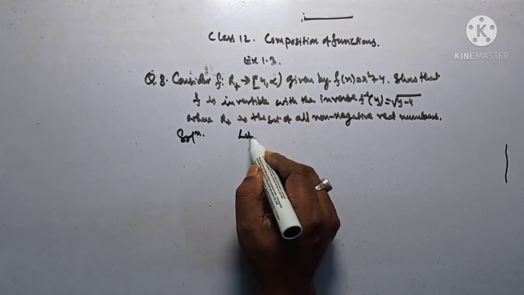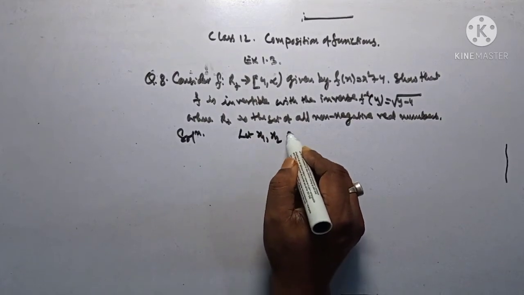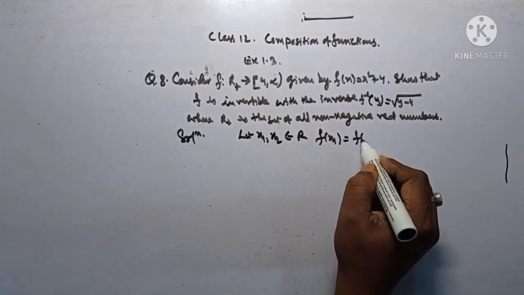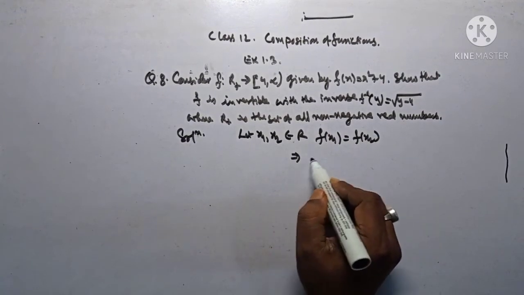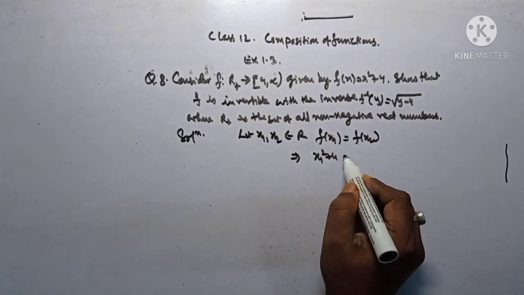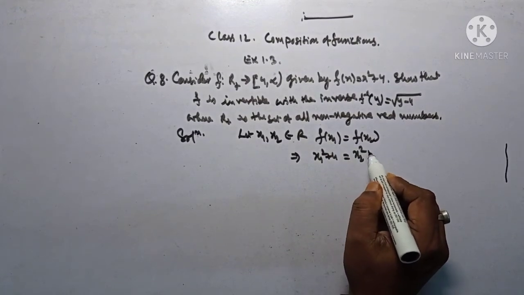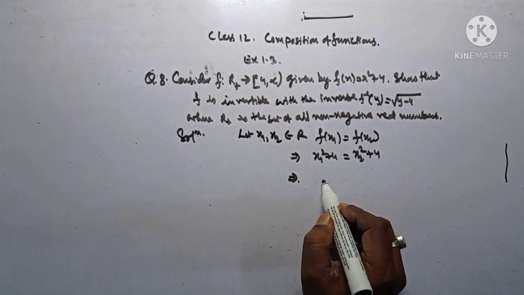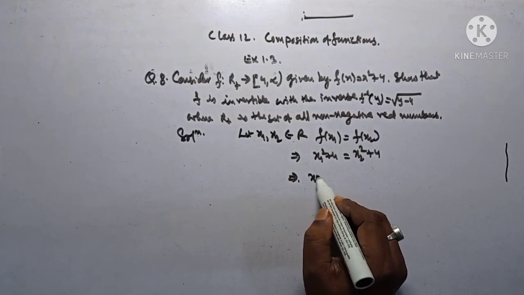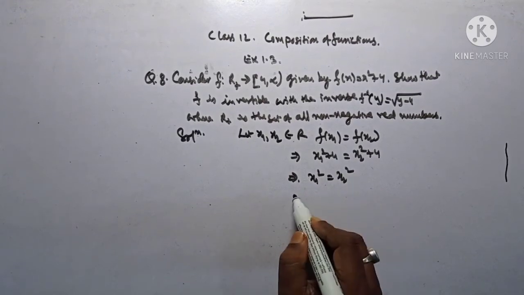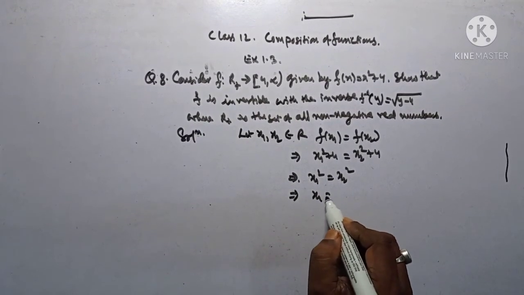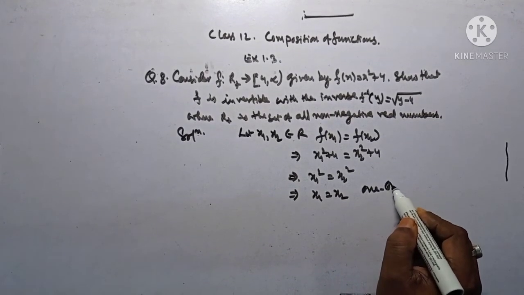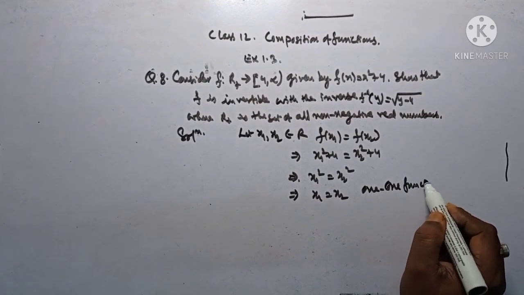So let x1 and x2 belong to R, therefore f(x1) is equal to f(x2). So x1 square plus 4 is equal to x2 square plus 4. Here you see that x1 square is equal to x2 square, so you can say that x1 is equal to x2. So it is a 1-1 function.